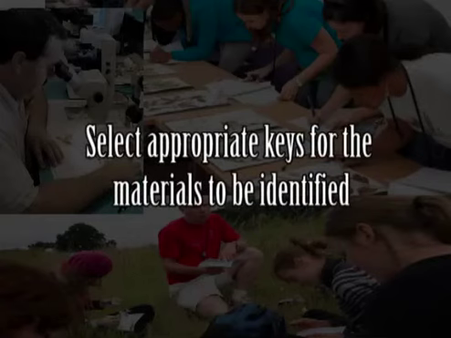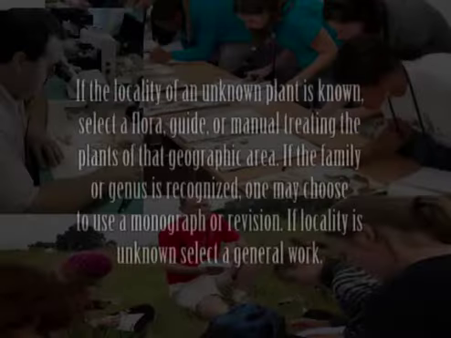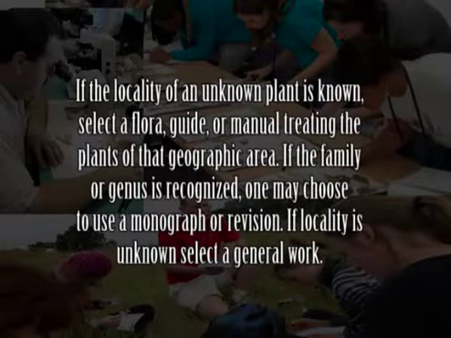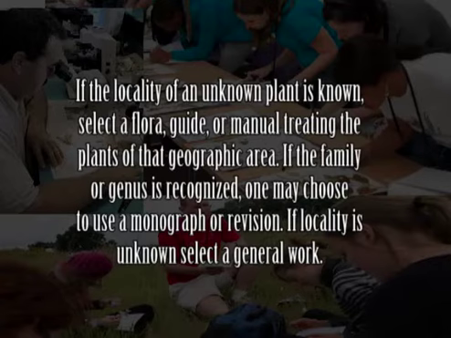The keys may be in floras, manuals, guides, handbooks, monographs or revisions. If the locality of an unknown plant is known, select a flora, guide or manual treating the plants of that geographical area. If the family or genus is recognized, one may choose to use a monograph or revision. If locality is unknown, then select a general work.